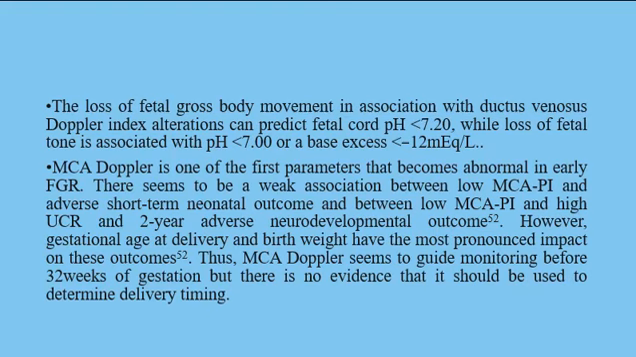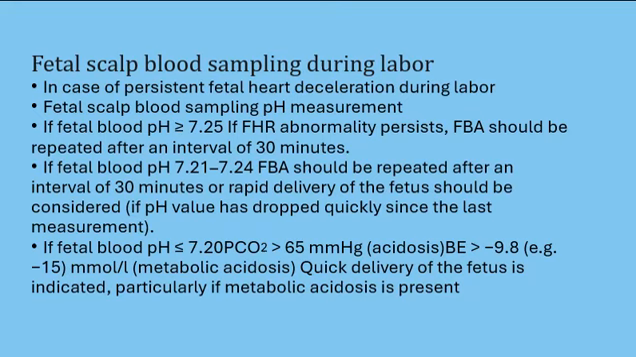Fetal scalp blood sampling during labor. In case of persistent fetal heart deceleration during labor, fetal scalp blood sampling pH measurement is performed. If fetal blood pH is greater than or equal to 7.25 and FHR abnormality persists, FBA should be repeated after an interval of 30 minutes. If fetal blood pH is 7.21 to 7.24, FBA should be repeated after an interval of 30 minutes, or rapid delivery of the fetus should be considered if the pH value has dropped quickly since the last measurement.